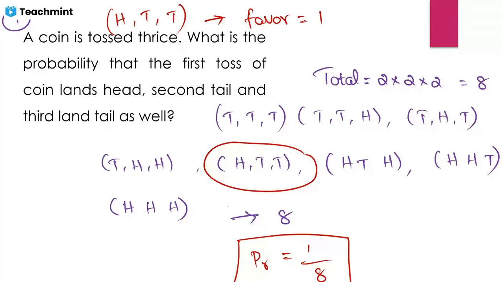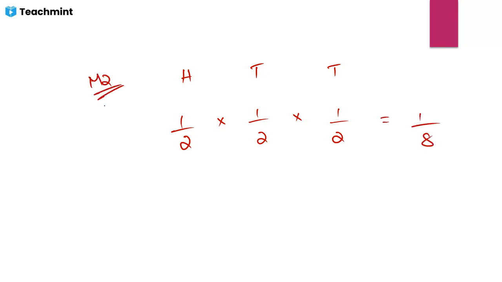This is one thing. Or the other thing is, you may do like, sir, first one head, 1 by 2 chances. Second one I want tail, 1 by 2. Third one I want tail, 1 by 2. First one head, 1 by 2 chances. Second one you want tail, means 1 out of 2 chances. Third one, 1 out of 2 chances. It's 1 upon 8. And this is easy for you. Fine, okay, you should know all methods.